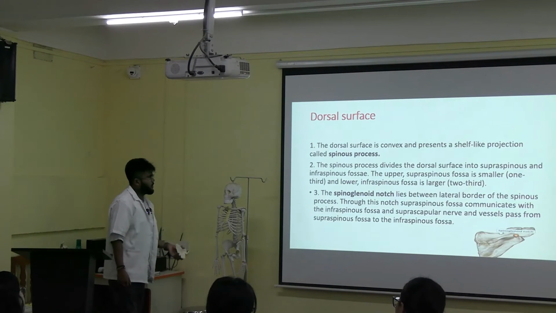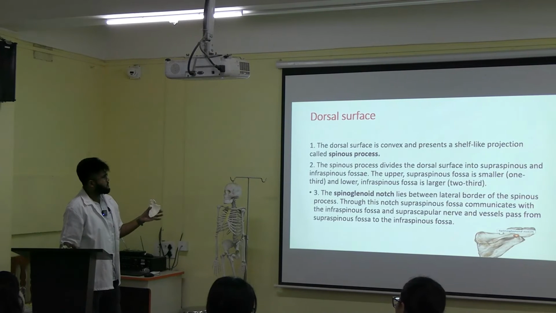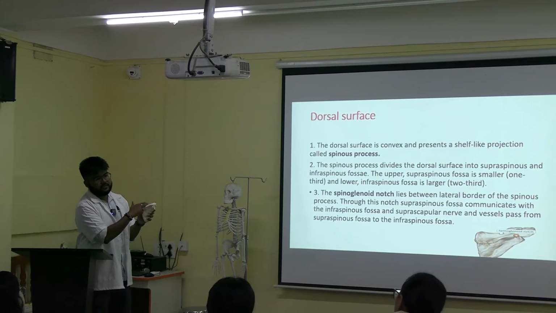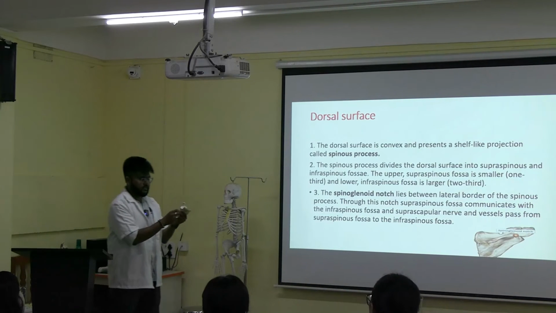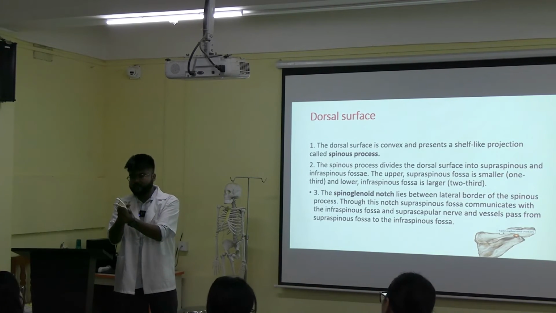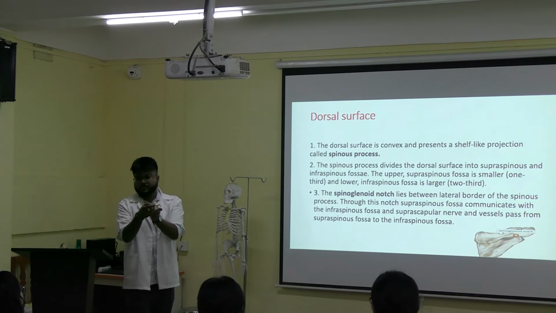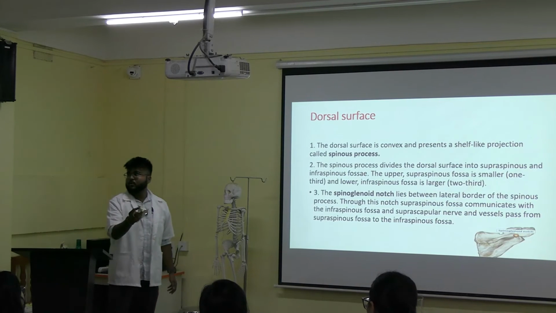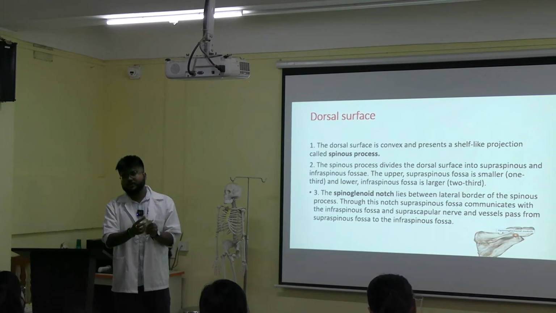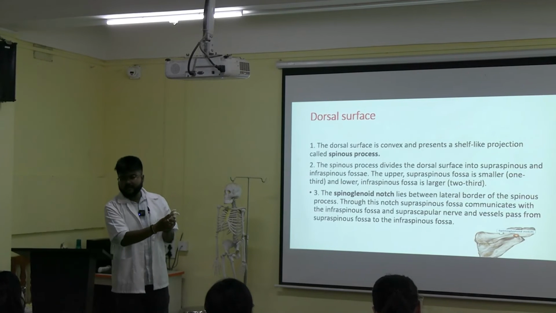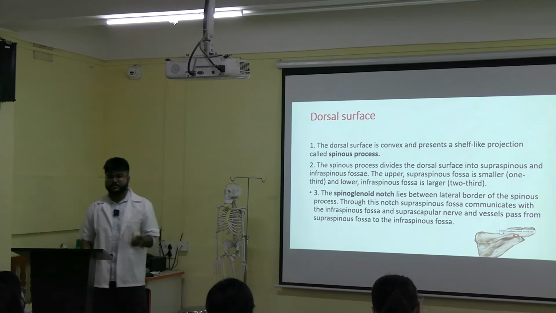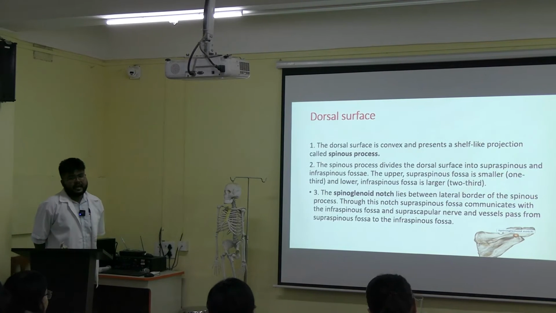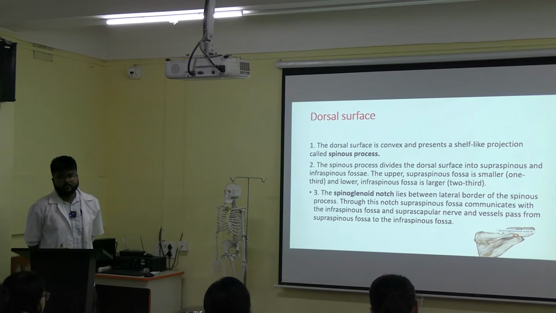Next, one more thing. See, so this is mainly the dorsal surface. By the presence of the spine, supraspinatus, infraspinatus. But here you can see there is one notch present. Okay, in between your spine of the scapula and the glenoid cavity. In between one notch is present. Okay, this is called your spinoglenoid notch. Spinoglenoid notch. By this notch, your suprascapular nerve and artery pass through.